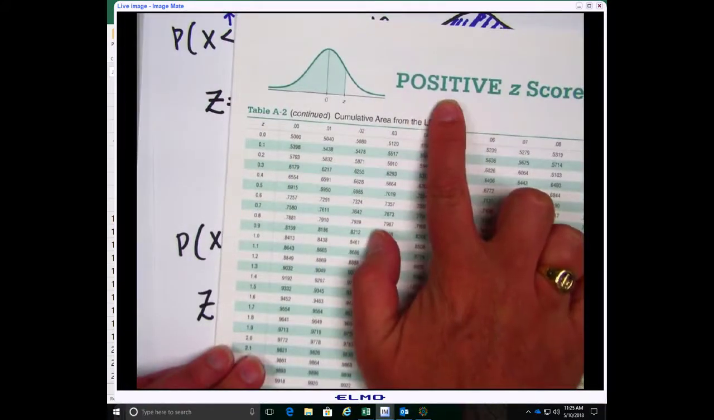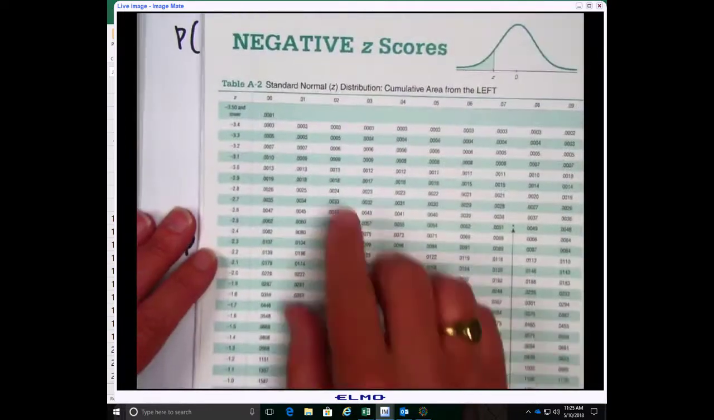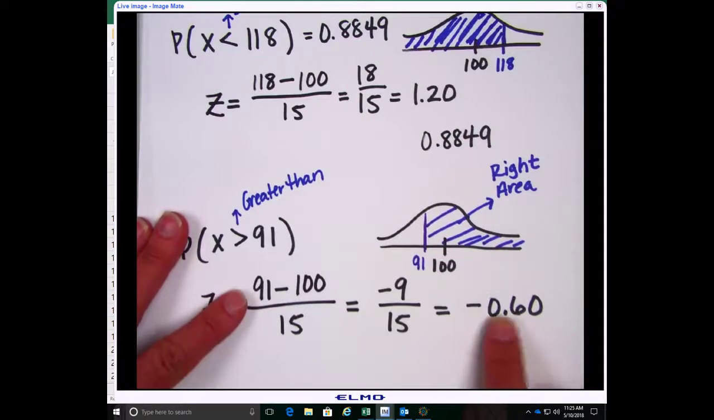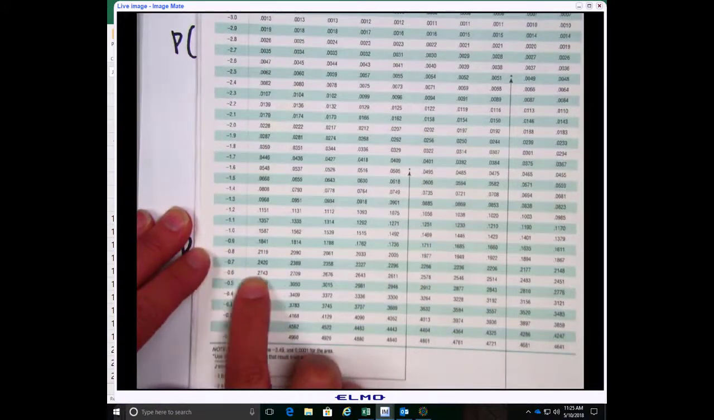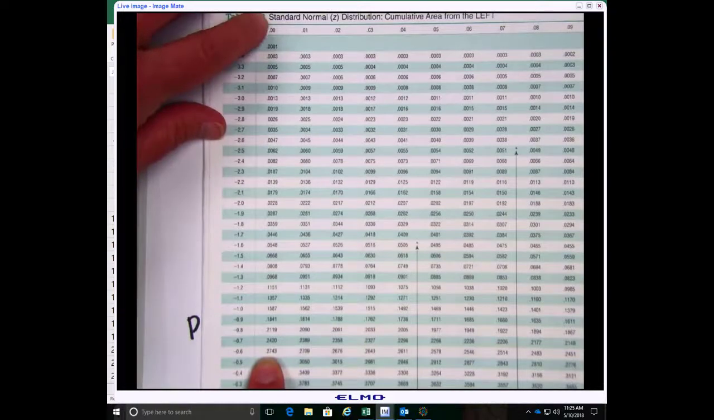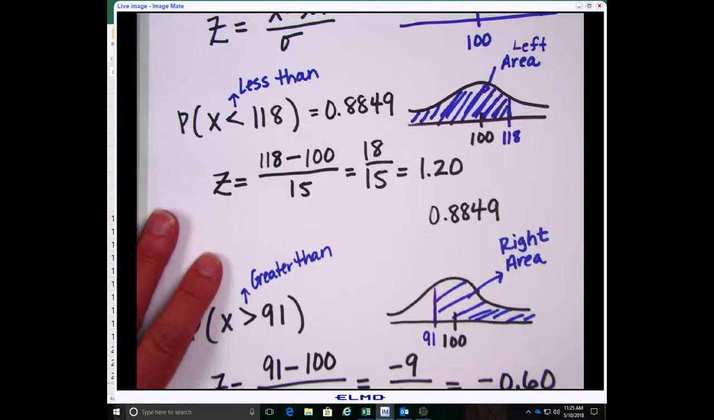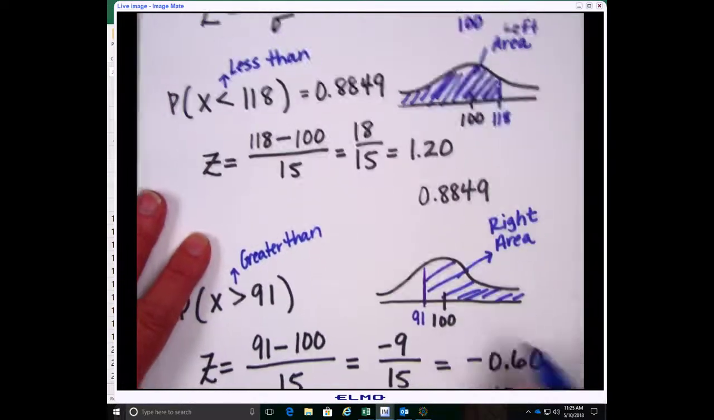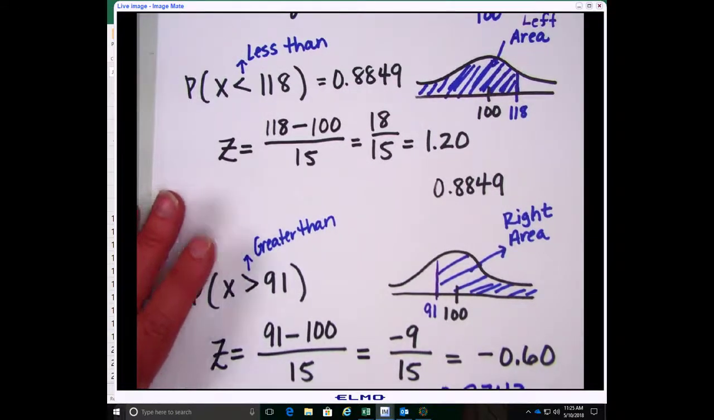Again, I'm going to go to my chart. Now I have a negative value, so I'm not going to use the positive. I'm going to use the negative portion of the chart. All right, my whole number part is 0. My first decimal is 0.6, and my second decimal is 0, so I'm going to go here. So I get 0.2743. Again, remember, this is the area on this curve, and it's a probability.